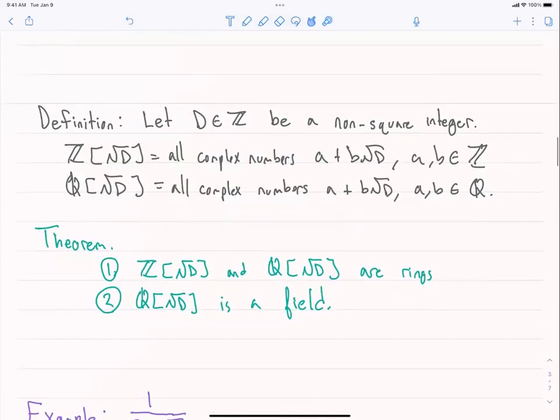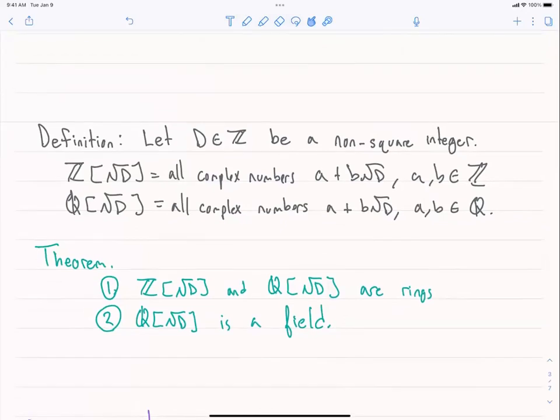So to be more precise, if I fix some D in Z, which I'm always going to take to be an integer that's not a square. So I won't take D to be 4. I could take D to be 2, or 8, or 3, or 7, and so on. I just don't want it to be an exact square. I could take D to be -1.